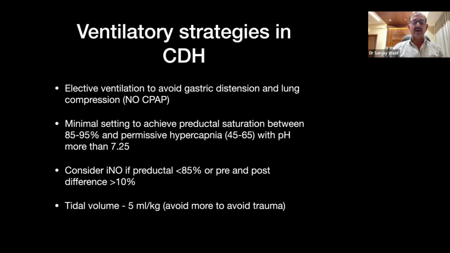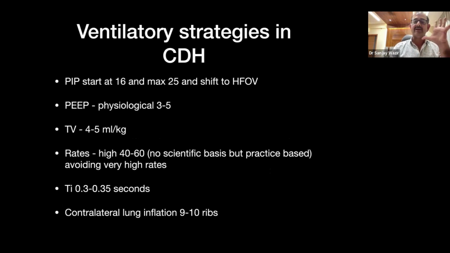And of course, you can consider iNO and a tidal volume not more than 5 ml per kg. Again, because as I said, the lungs are hypoplastic and they can burst at any point of time. So you can start at a PIP of 16, but 24, 25 should be the maximum. The more you increase, the more likely you are going to burst that lung. And PEEP, again because of the smaller FRC, you want to keep somewhere around 4 to 5, targeting a volume between 4 to 5 ml per kg. And if the PIP needs to be more than 25, it's better to shift to a high frequency ventilation.